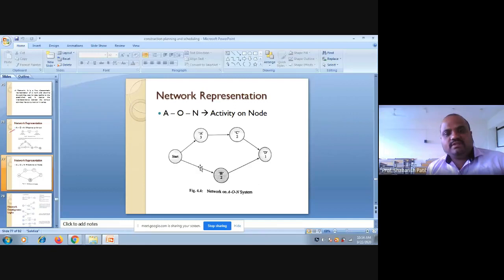So your assignment is to try to understand the differences between activity on arrow and activity on node.